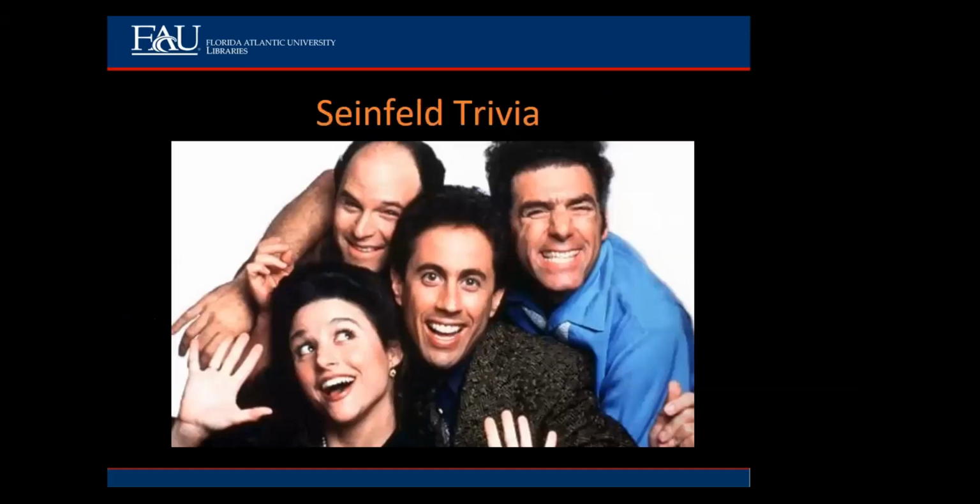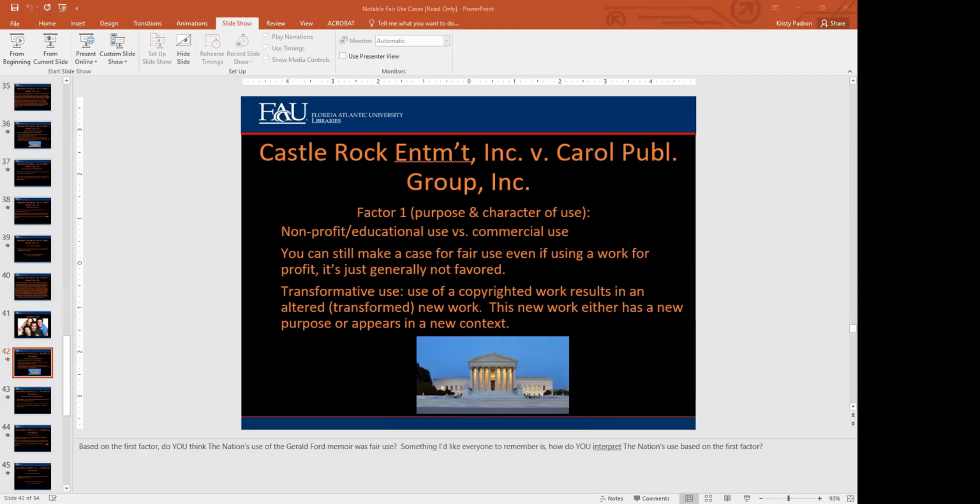All right, Seinfeld trivia. Let's see what this is about. A publisher called Carroll Publishing Group Incorporated had created a Seinfeld trivia game. I believe they did that without the permission of Castle Rock Entertainment Incorporated, who had the rights to make derivatives based on the Seinfeld show. They'd be the ones that would legally be able to do this, but Carroll Publications did it. So would this be a fair use?